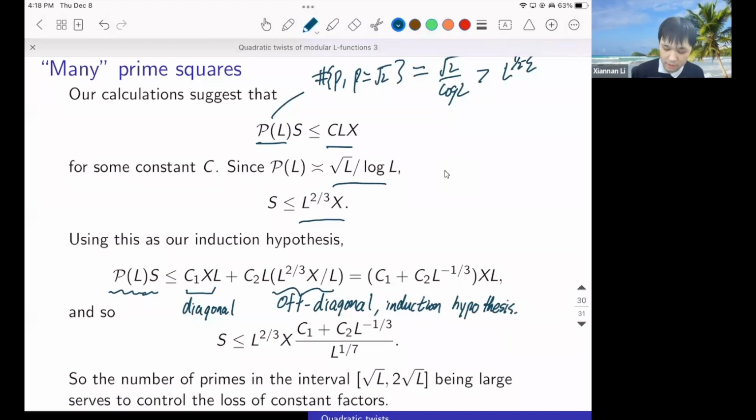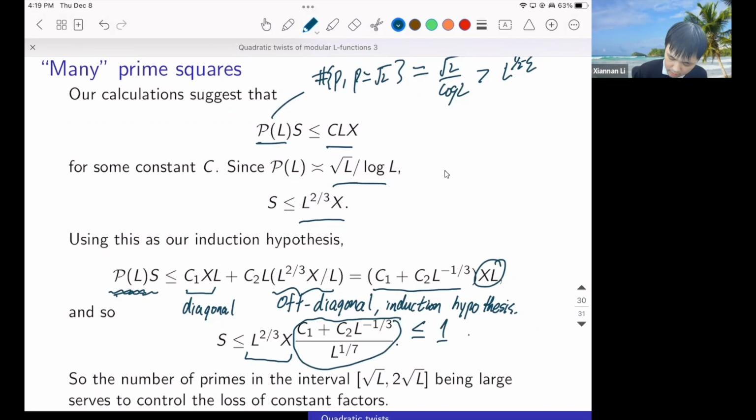Okay, and if you work this out, you'll see that this looks like some constant times XL. And if I divide through by PL, which is of size L to the 1/2 roughly, I'll get that S is bounded by this thing that is my induction hypothesis, and which is what I want to prove, right? L to the 2/3 X times this factor. And the point is that I can make this factor less than or equal to 1 for L sufficiently large.